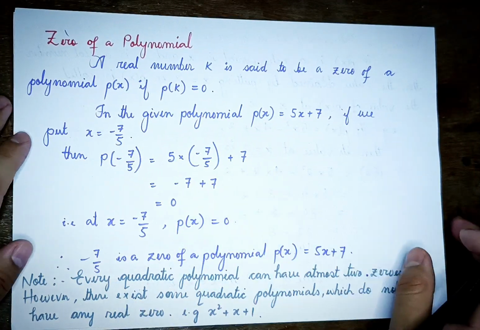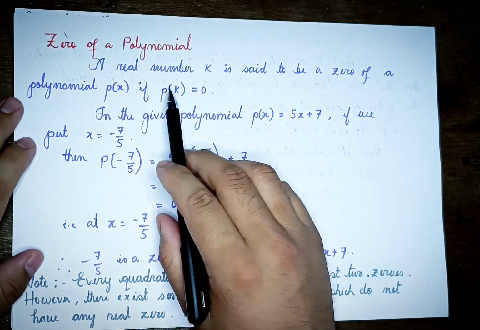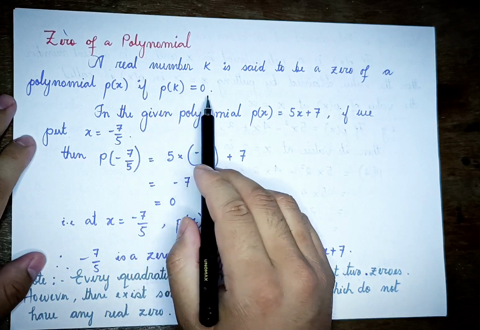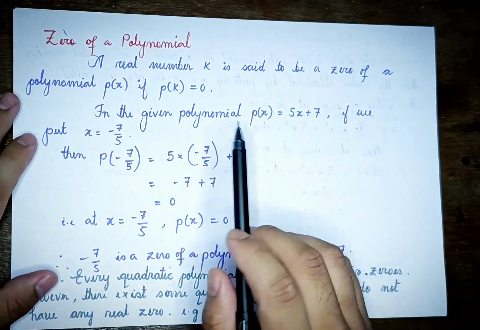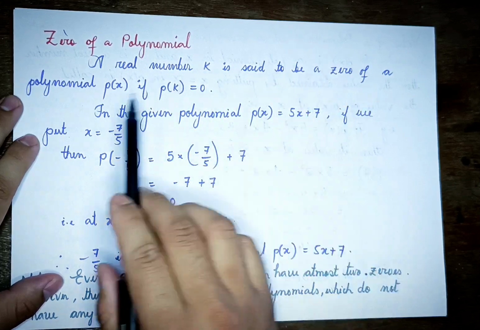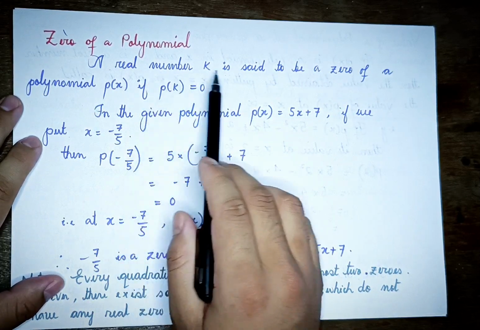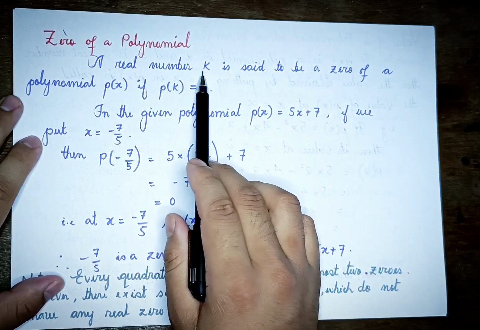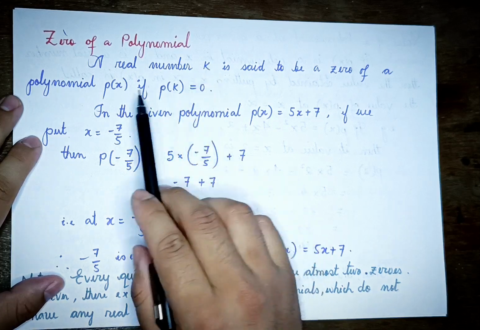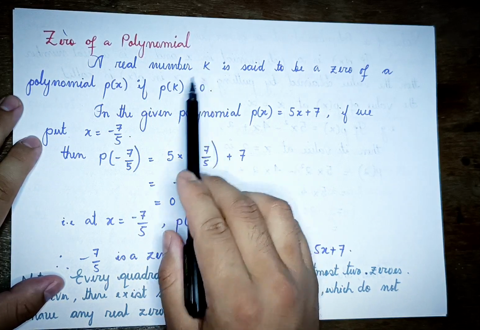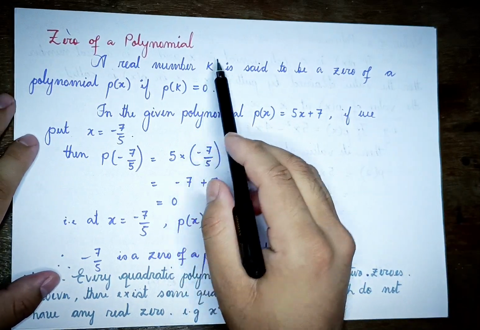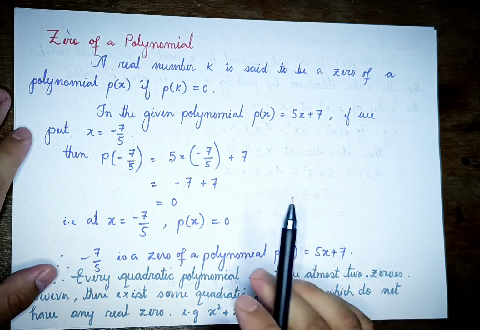Next is the zero of a polynomial. A real number k is said to be a zero of a polynomial p of x if p of k is equal to 0. How can we say that k is the zero of a polynomial p of x? If I replace x in the polynomial with k and the result we get is 0, then the number k that I put will be the zero of the polynomial.